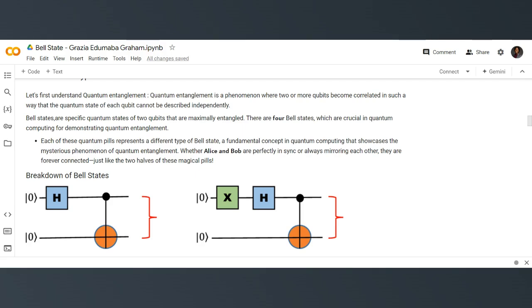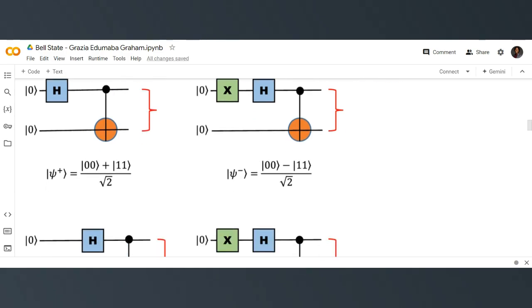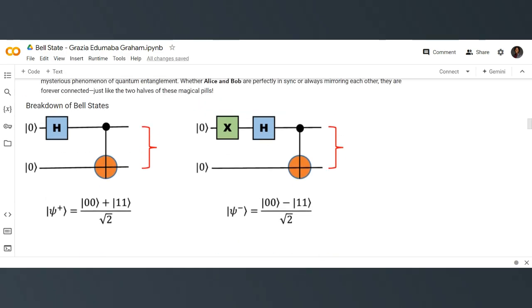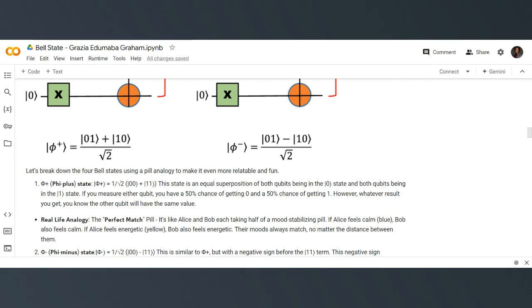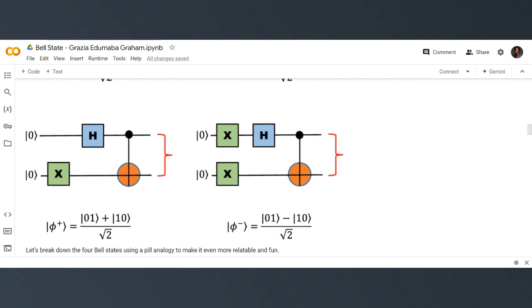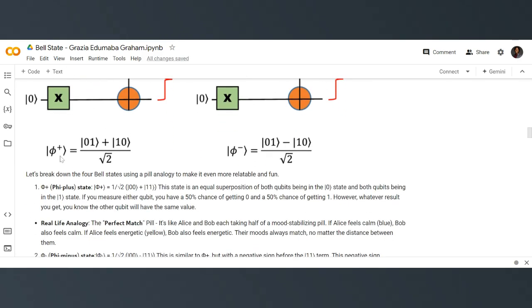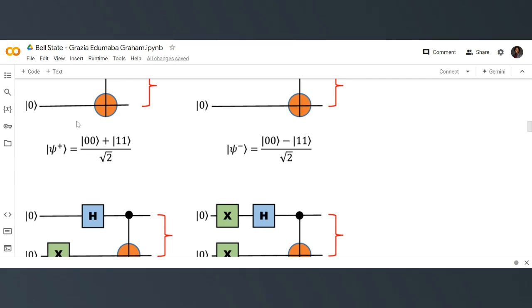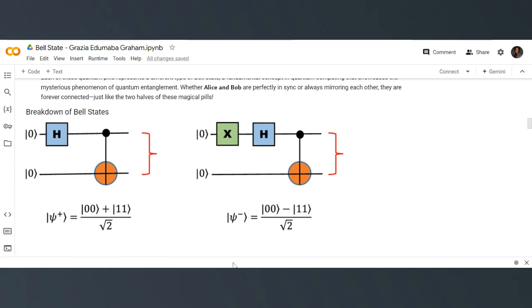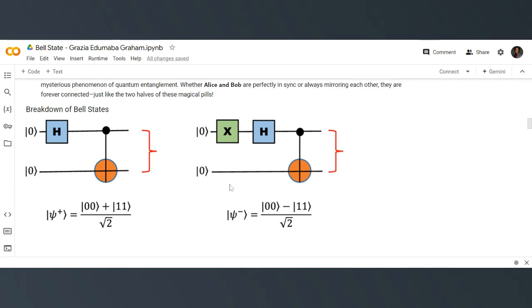There are four main types of Bell states. These have been graphically represented in circuits for us. We have the phi plus state, which is this. We have the phi minus state, which is this. Then we have the psi plus state, which is this. And we have the psi minus state, which is this.